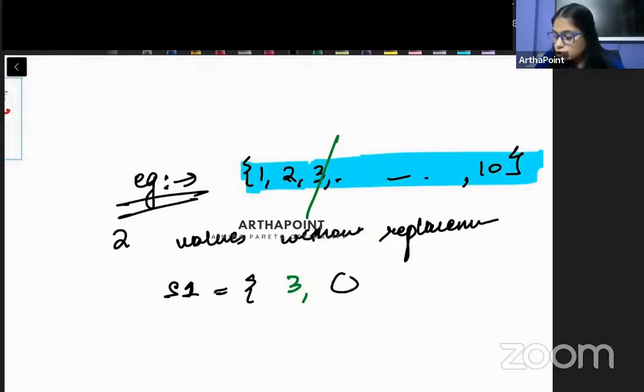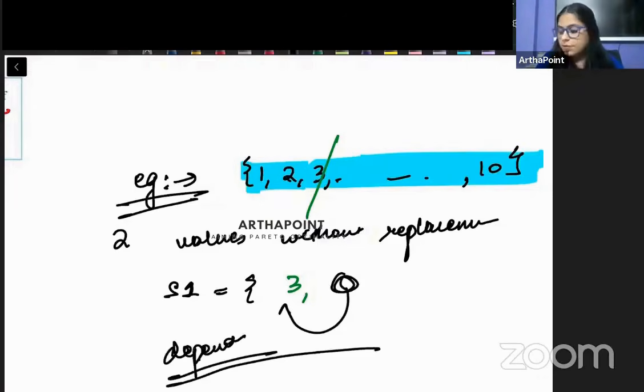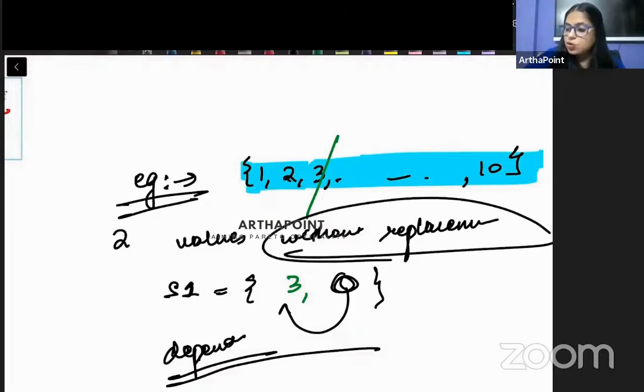The second value you choose will be dependent on what first value you have chosen, because it cannot be 3. You cannot choose 3 again. So in case of without replacement, you have to understand that it becomes dependent in nature.